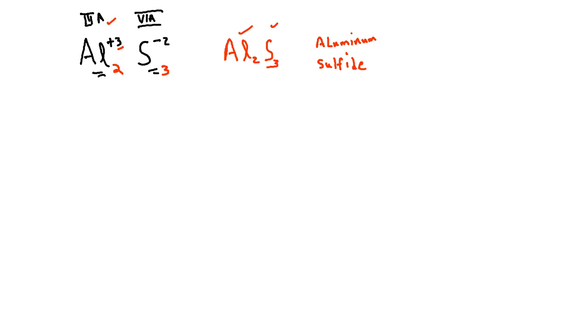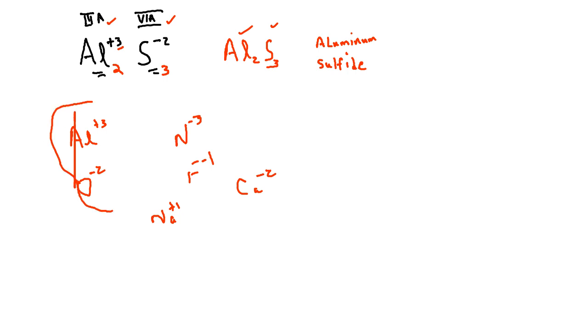So I want to say a couple words now, because if we look at Al +3, O -2, N -3, F -1, Na +1, Ca +2, all these things are examples of monatomic ions.